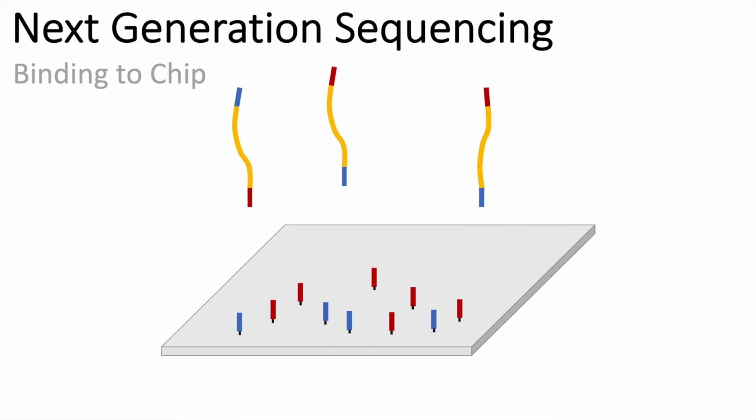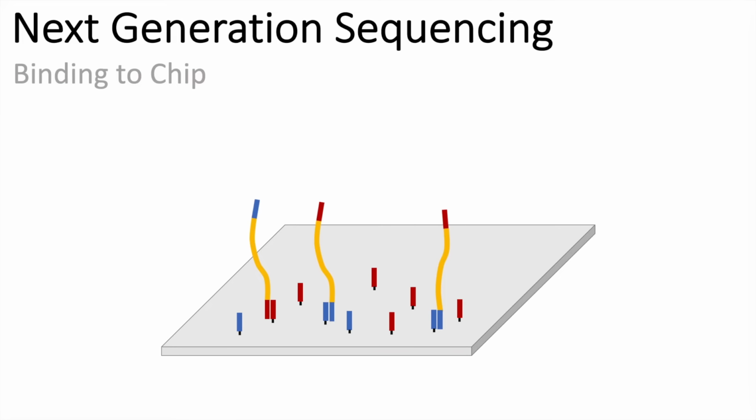All the DNA fragments are now applied on a chip, the so-called flow cell. And as you can see here, there are two types of complementary sequences, the blue ones and the red ones in our example. The DNA fragments will at these ends hybridize with the flow cell as applied to the plate. To make this easier, we just look at one fragment.